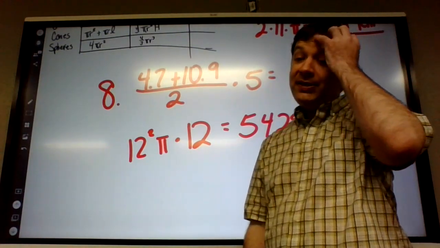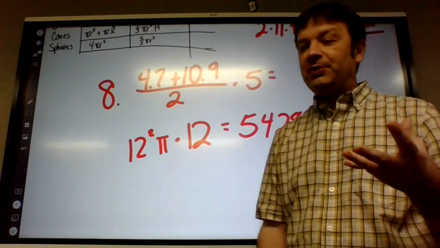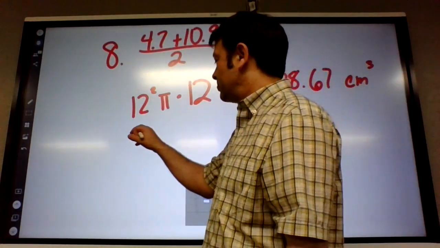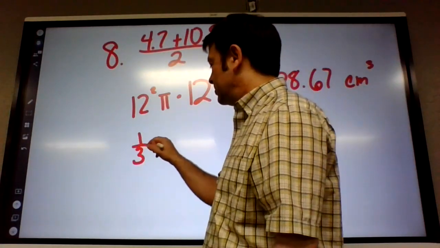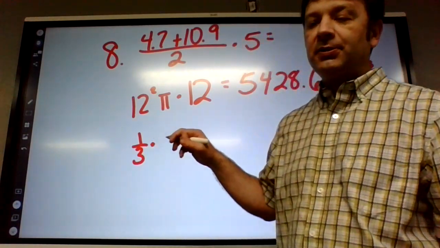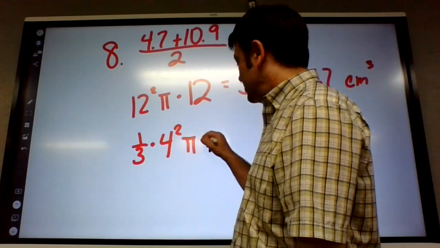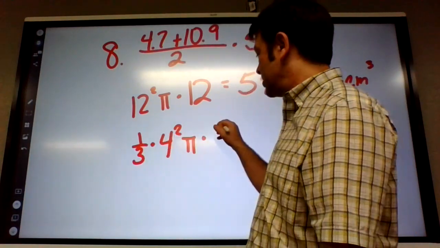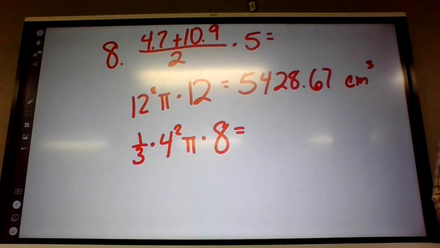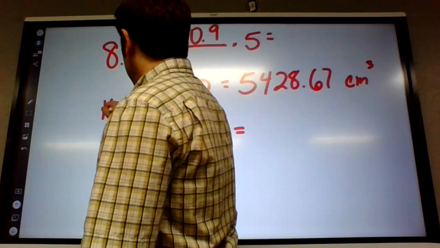Okay, 18 is kind of like a cylinder, but when you have pyramids and cones, you multiply by 1/3. So it's 1/3 times, what's the radius on number 18? 4 squared times pi, times the height of the cylinder, 8. Yes, this is 18. This was 16.